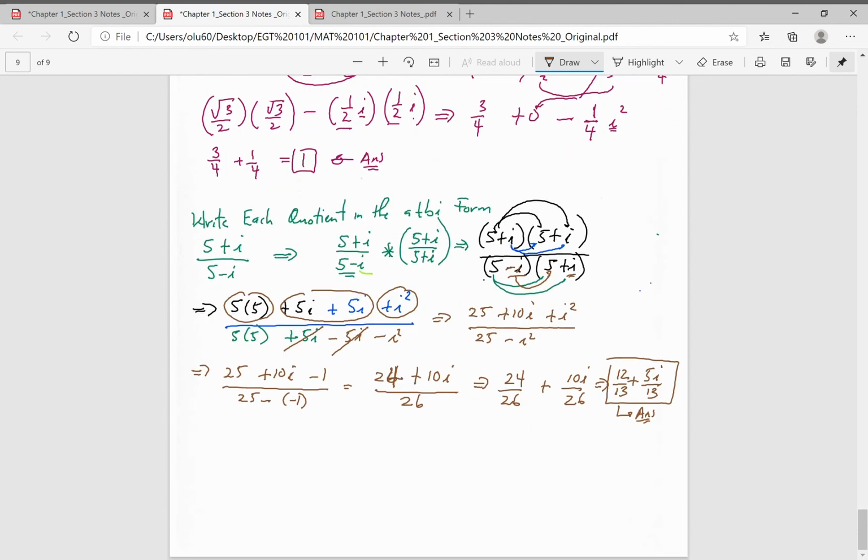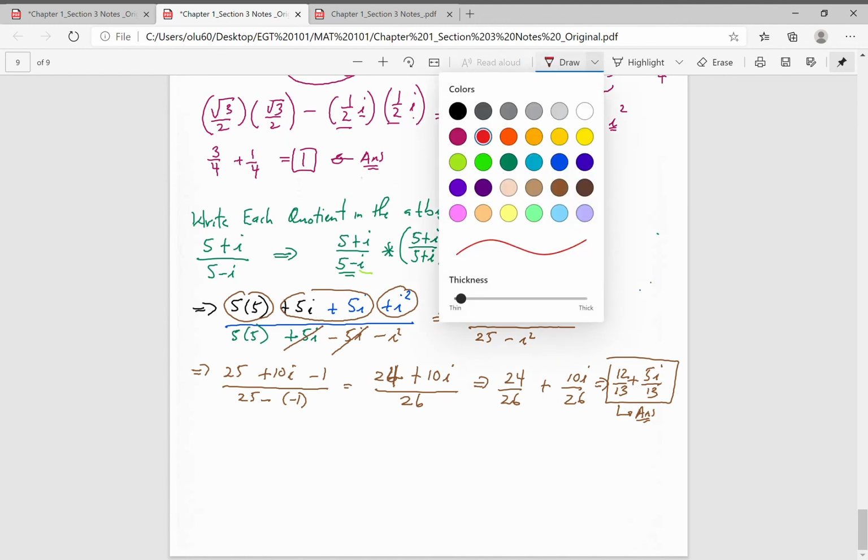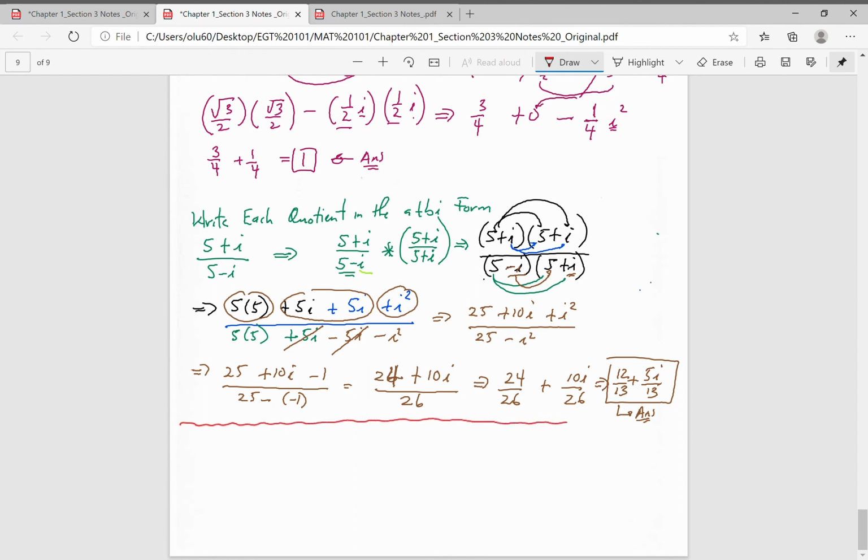Let's see. So we have room for one more. We want to be able to express this expression. In this case, this example problem is asking us to write each expression in the a plus bi form.